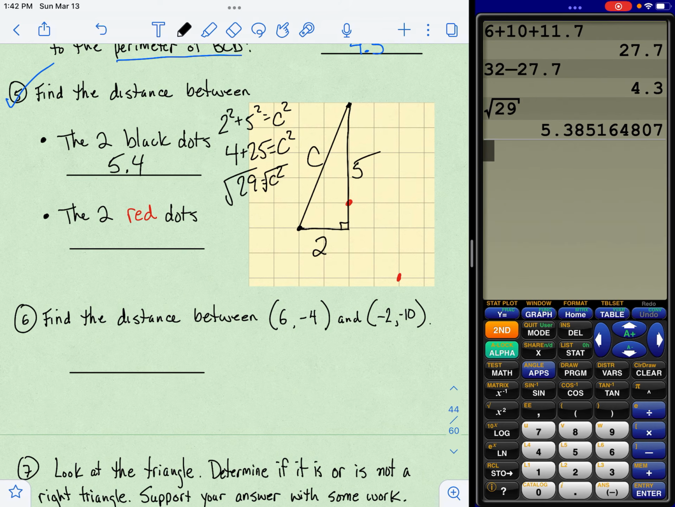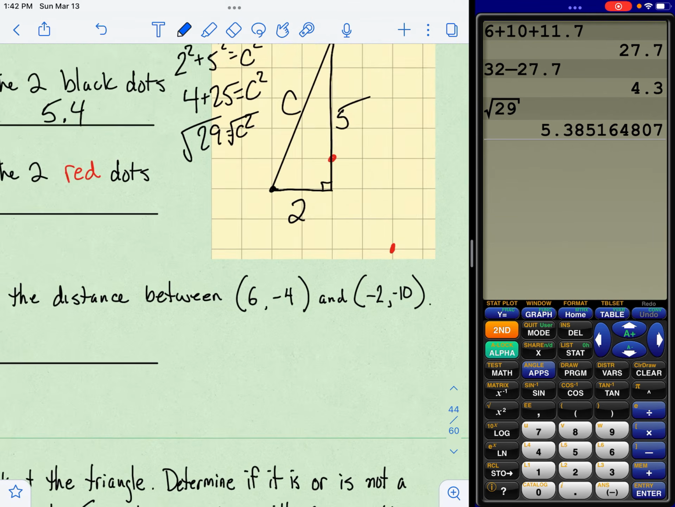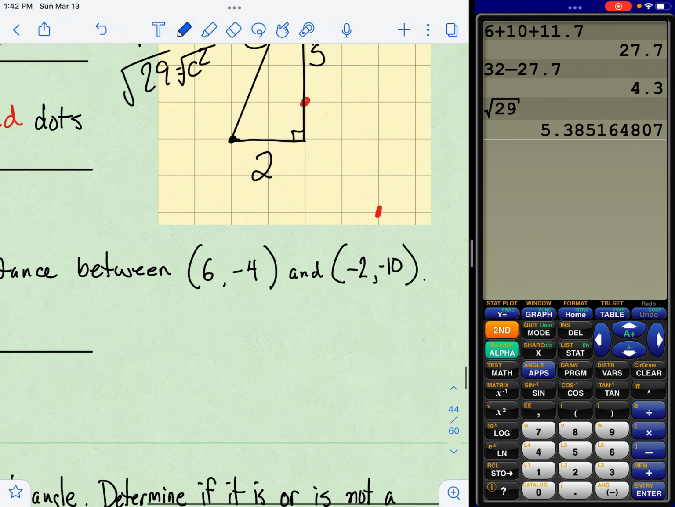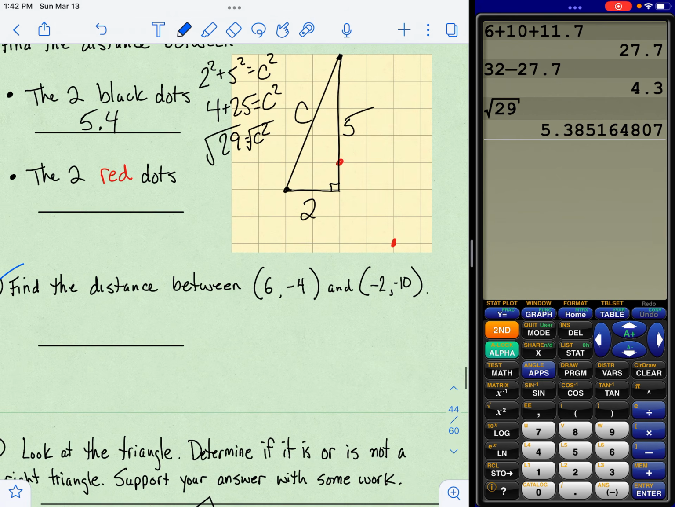Number 6, moving on. In number 6, it's the same exact question. In fact, if the numbers are small enough, and these might be small enough for some of your whiteboards, you can actually do it the same way I just did the black dots. You just make a dot here, you make a dot here, you draw your diagonal, make your lines to make your triangle, and then you just count.